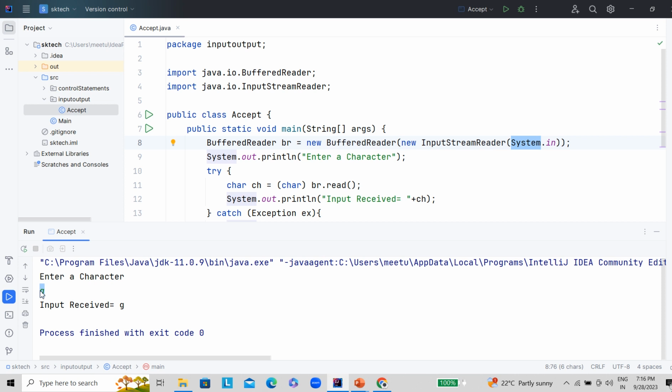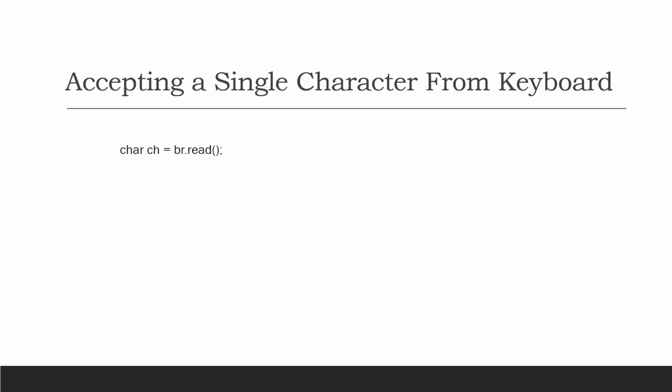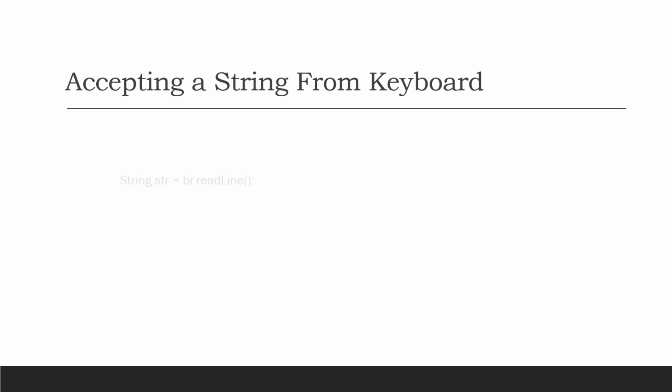Let's see how we can read data of some other types. Currently we are reading the data as a character type. So let's modify the code here only. Instead of reading the character type, let's read another type, like string. How can I read the string type from the keyboard? There is another method called readLine. This readLine is going to read the whole line.